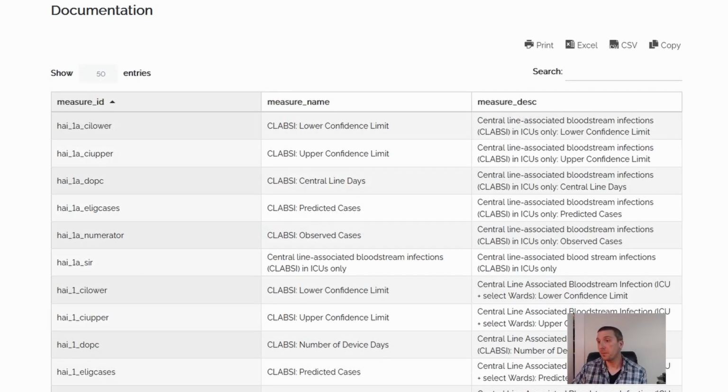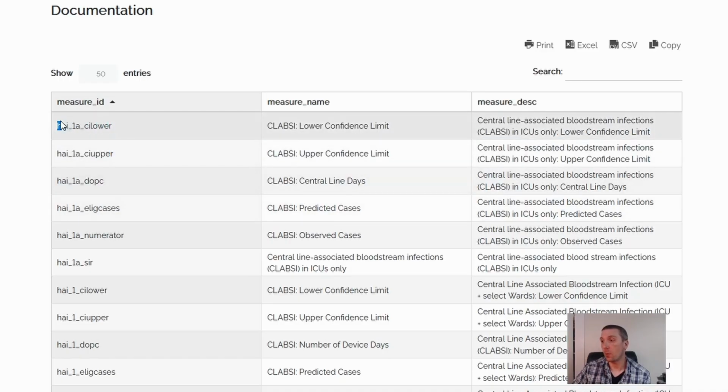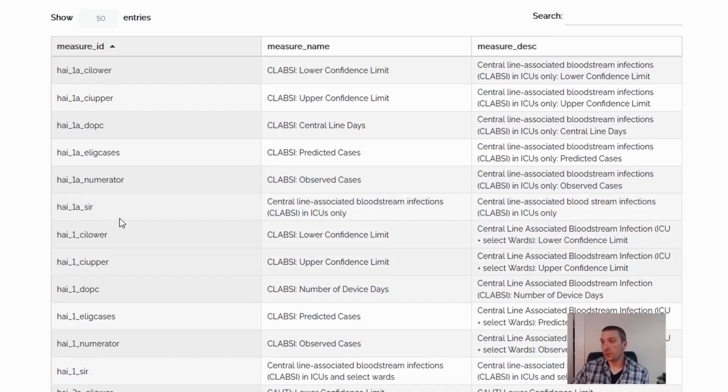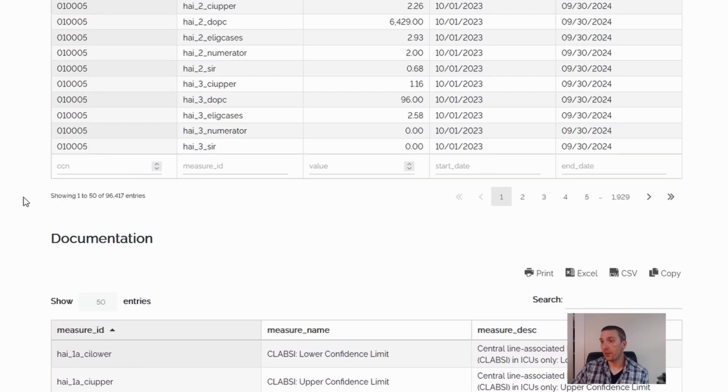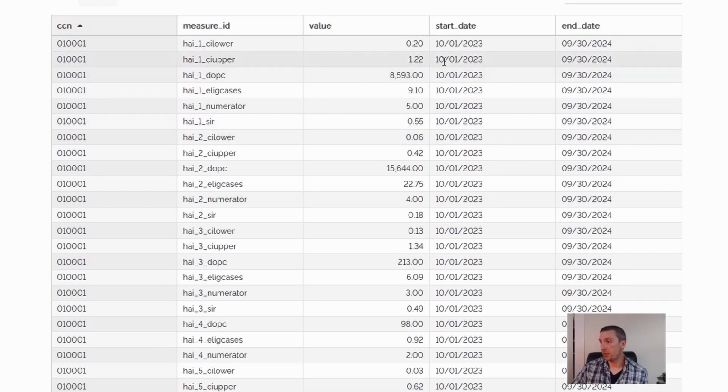Heading back over to our website, start with the documentation because the variable names aren't all that informative. But you can see that 1A corresponds to CLABSI. You can see lower, upper confidence limits, central line days, eligible cases, numerator, standardized infection ratio, etc. So this documentation will give you a mapping for the variable names, and then you can see the data up here and date range, which is usually about a year.